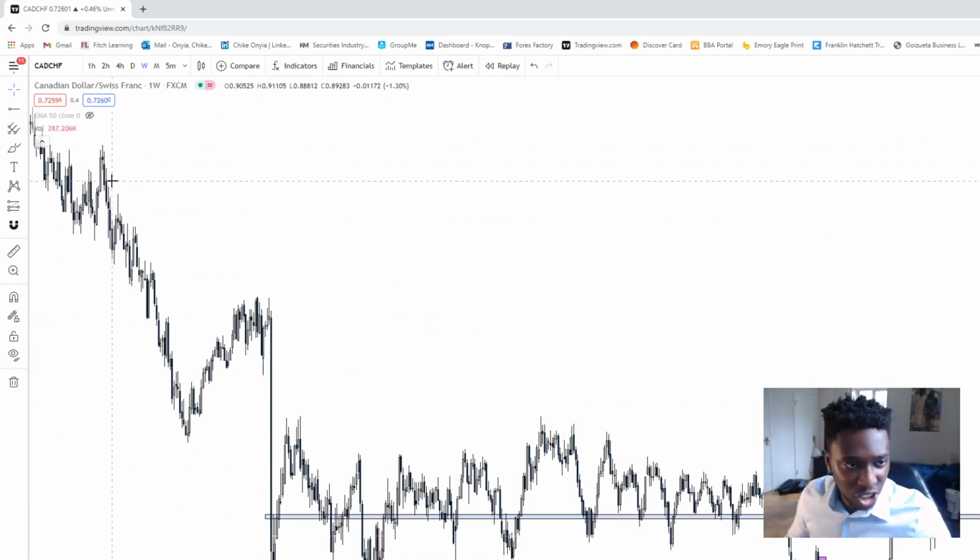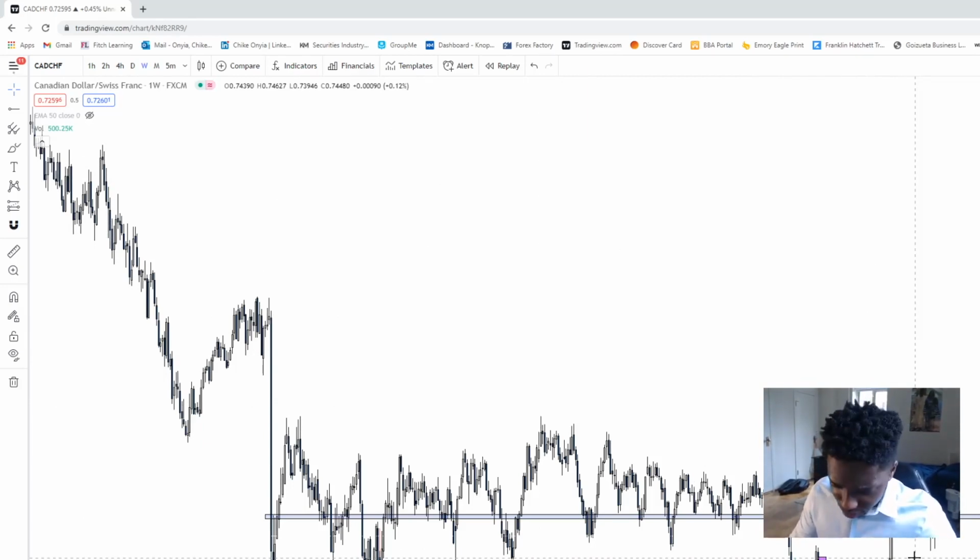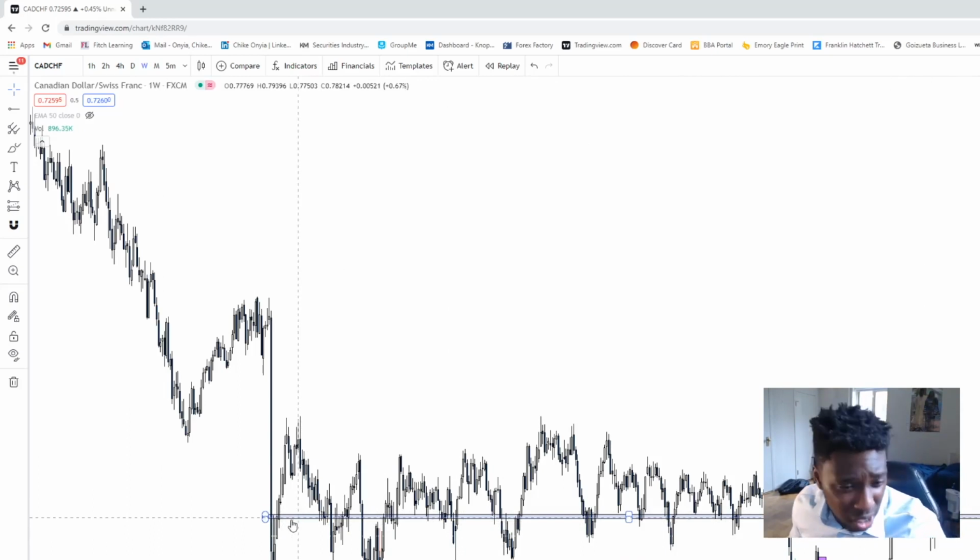Now, CAD Chef historically for the past decade has been falling. Chef has been getting stronger against the Canadian dollar. Makes sense. Swiss franc is a strong currency, and a lot of people like to keep their deposits in that country because of their ability to hide taxation and all that. We've seen that CAD Chef has been ranging in this area, right? This is a big support resistance pool right here. I don't know the official name, I just like to call it a support resistance pool.